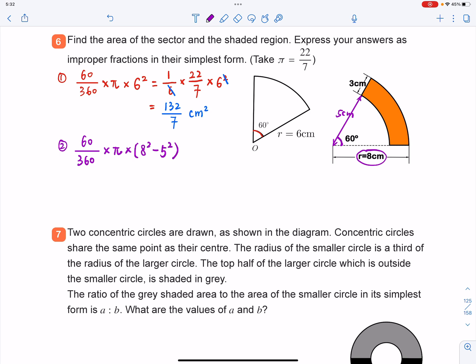And that gives you the answer, which equals 1/6 times pi times 8 squared minus 5 squared, which equals 64 minus 25, you got 39, okay? And then let's take pi equals 22 over 7, which equals 1/6 times 22 over 7 times 39. And the final answer to this question will be 143 over 7 centimeters squared. Okay, so that's the answer to this question.